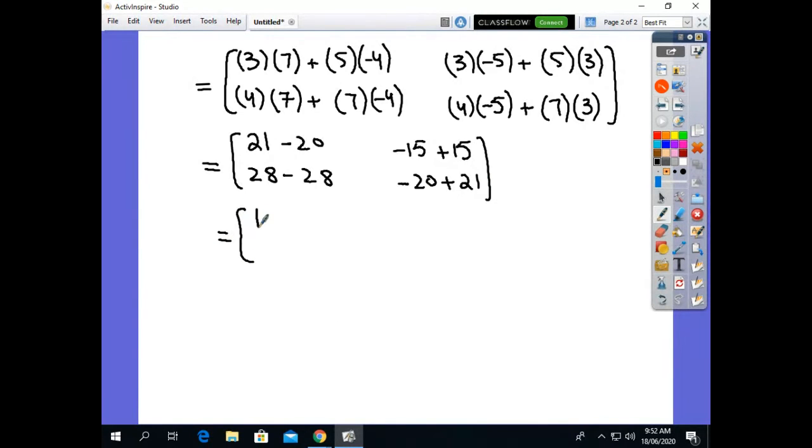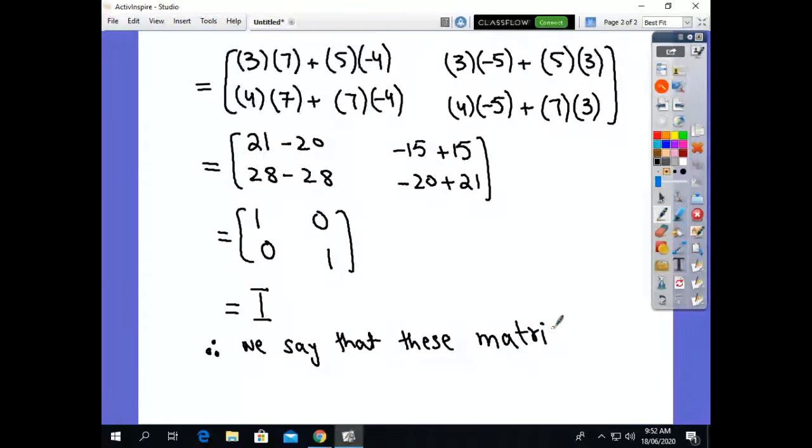After more simplification, we get 1, 0, 0, 1, which is an identity matrix I. The product of these two matrices becomes the identity matrix. Therefore we say that these matrices are multiplicative inverses of each other.